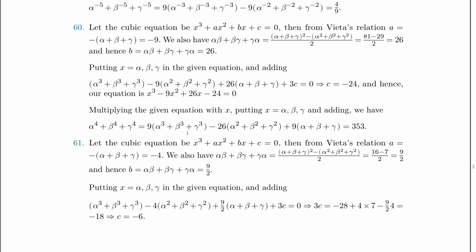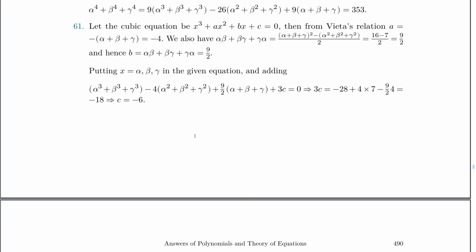Now we put alpha, beta, gamma in the given equation and we add them. So we get alpha cube plus beta cube plus gamma cube minus 4 into (alpha square plus beta square plus gamma square) plus 9 by 2 (alpha plus beta plus gamma) plus 3c is equal to 0. So we have the values for a and b, and for the other sums also we substitute those and we get 3c is equal to minus 18, that is c is equal to minus 6.